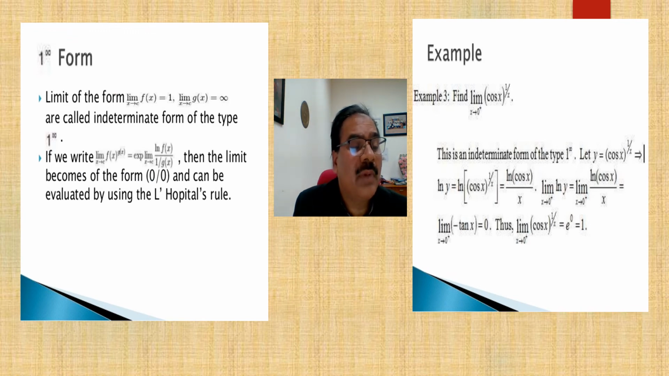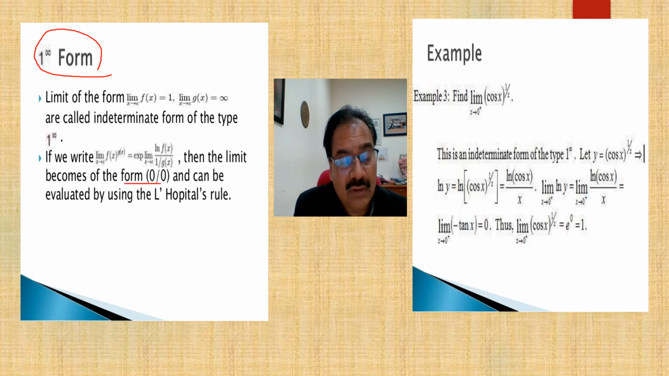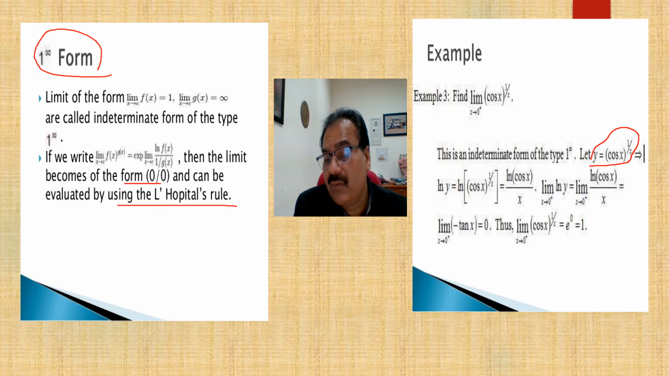Now the next is the 1 power infinity form, which means the limit is of this form. Then you may write this limit as limit as x tends to c of log f(x) divided by 1 by g(x). Then the limit becomes the form 0 by 0 and can be evaluated by using L'Hospital's rule. For example, let us suppose limit as x tends to 0 of (cos x) power 1 by x. Then this may be solved by taking y equal to (cos x) power 1 by x. After taking this, you may evaluate the function like this, and you will get in the last 1 by using L'Hospital's rule.